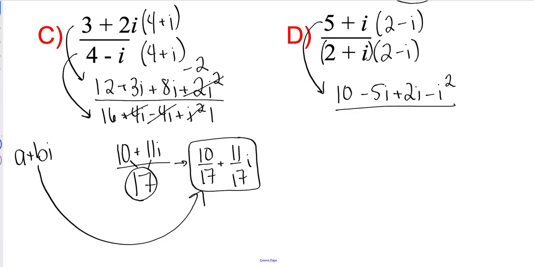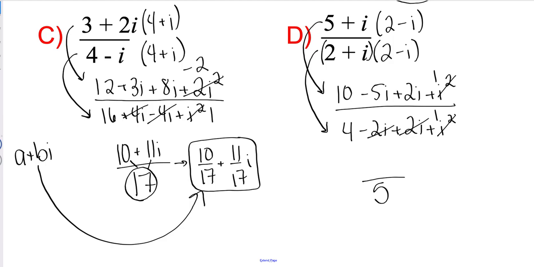That's the numerator. Denominator, 4 minus 2i plus 2i minus i squared. So start to simplify. i squared flips to a negative 1. That gives me a positive 1 down here, and up here. Okay, so then we simplify on the bottom. So we have a 4 plus 1 on the bottom. That just gets us a 5.